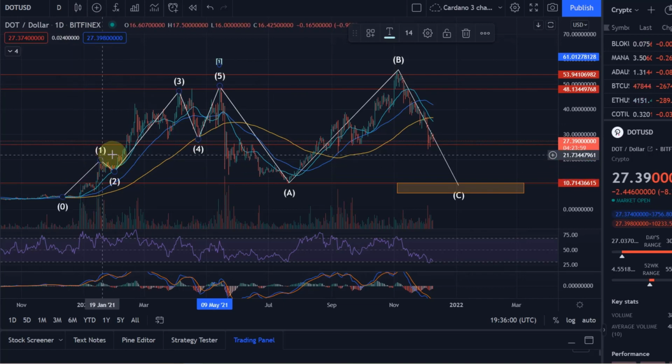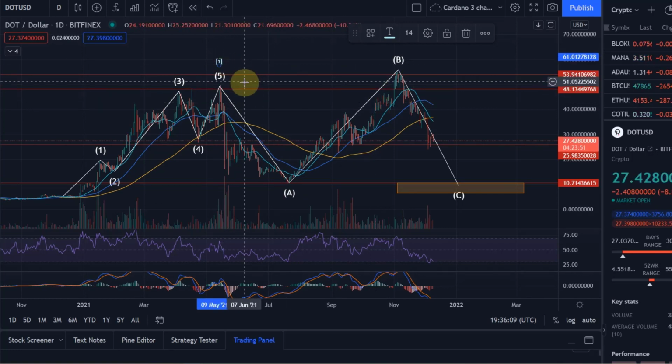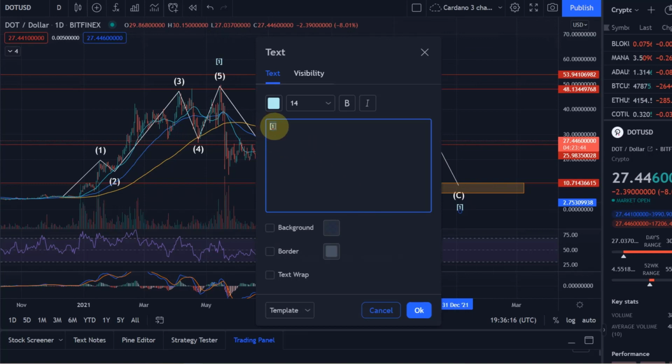But basically, 1, 2, 3, 4, 5 was here to the upside. And now, in my view, we are in an ABC correction. That is my view. So from that wave 1, that would indicate that we are now in this ABC, but an ABC in this case is also part of a larger wave 2.